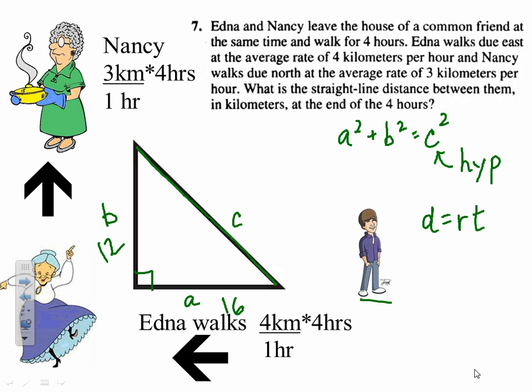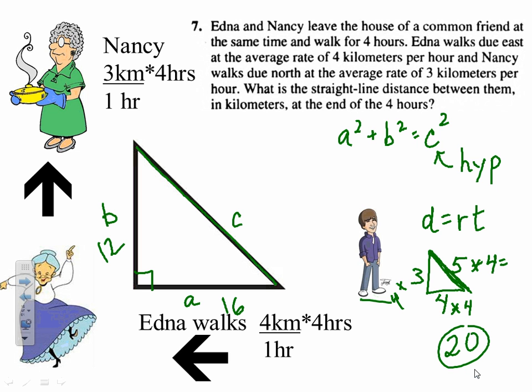Now, you could solve this 2 ways at this stage. You could see that you have a 3, 4, 5 special right triangle here. This is a kind of right triangle that shows up on the SAT all the time. Because for Edna's distance, it's 4 times 4. For Nancy's distance, it's 3 times 4. So then to figure out the total distance of the hypotenuse, you would just multiply 5 times 4 to give you 20.